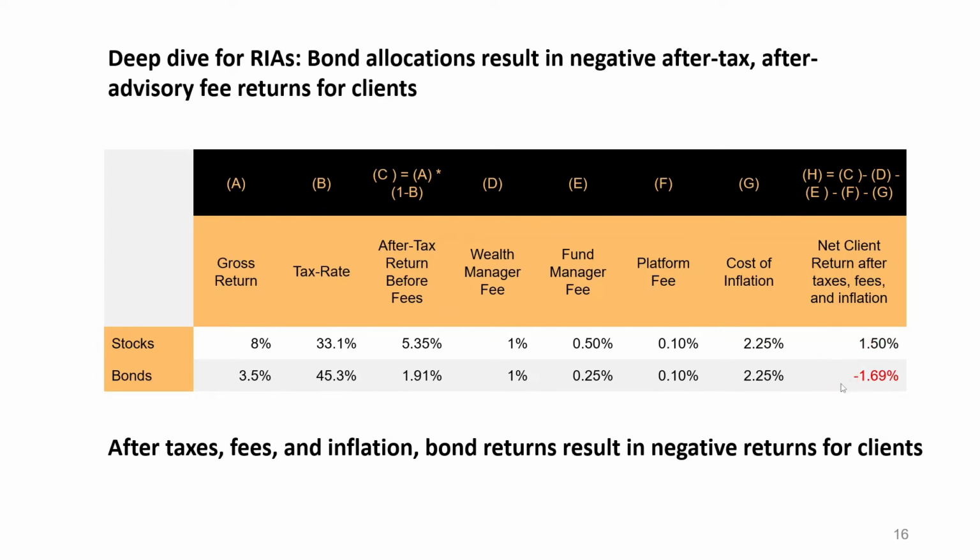So this is another reason why a heavy allocation to bonds as you near retirement, especially if you're using a financial advisor to do this, doesn't make a lot of sense. After taxes, fees, and inflation, bond returns result in negative returns for clients. Financial advice can provide a lot of value, but advisors need to implement strategies that account for this, that provide better stability than bonds, better after-tax returns, and better ways to pass on wealth.